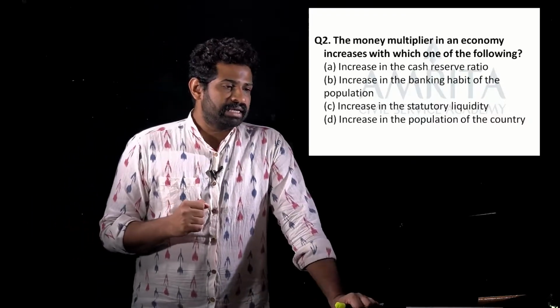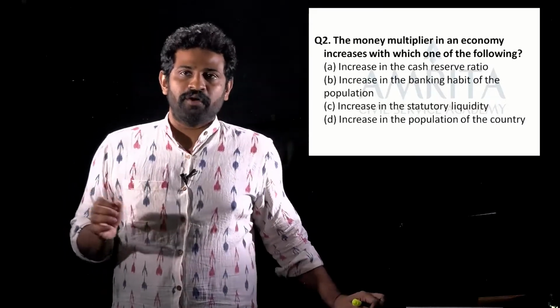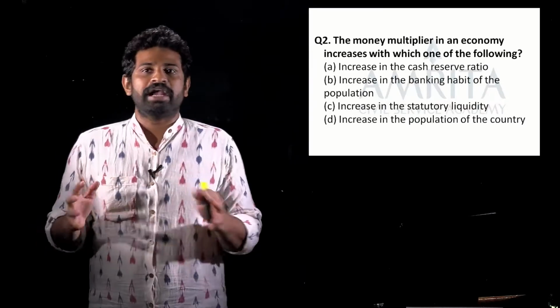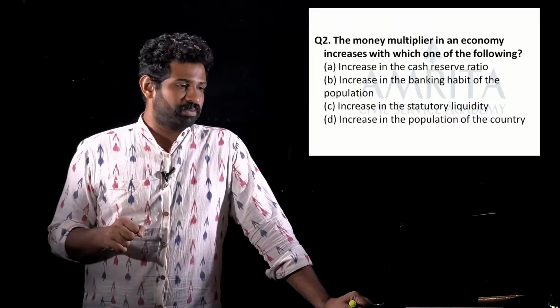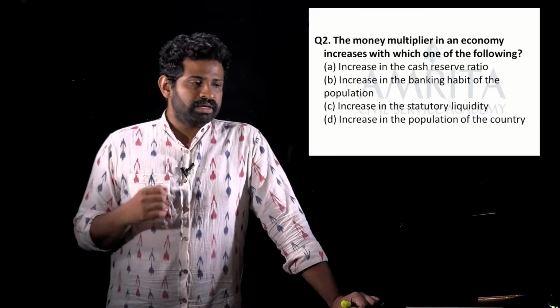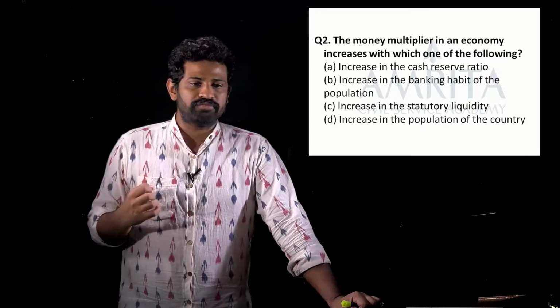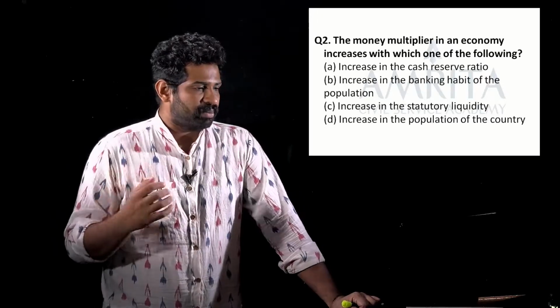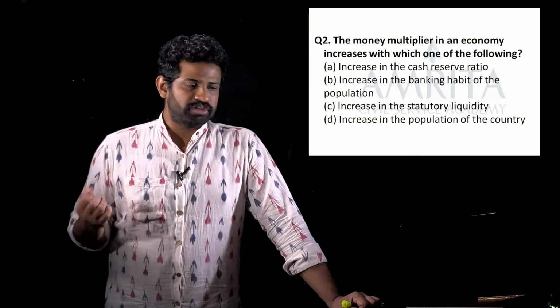So the question is, the money multiplier in an economy increases with which one of the following? Okay, so none of us knows what money multiplier is. That is the basic assumption we want to have at this point. So let us have a cursory look at the options. First one is about cash reserve ratio. Second is about banking habit of the population. Then they are speaking about statutory liquidity. Then they are speaking about population of the country.